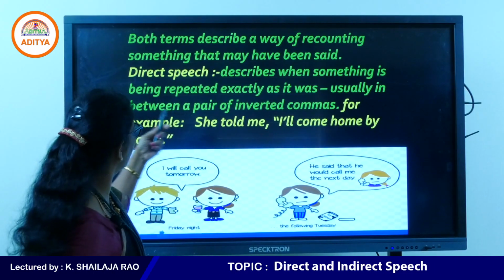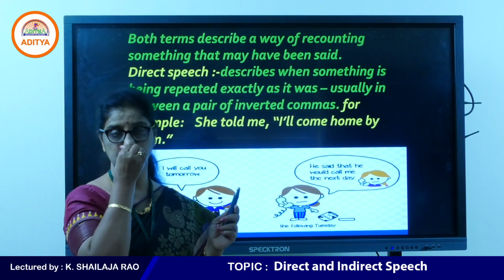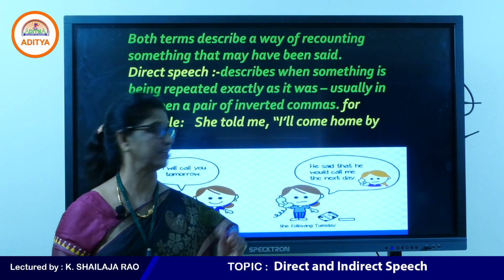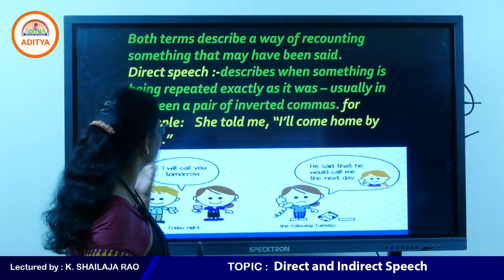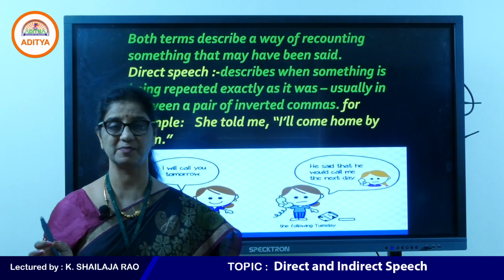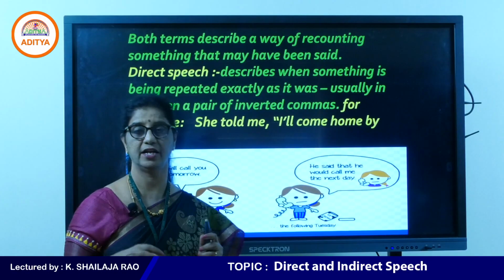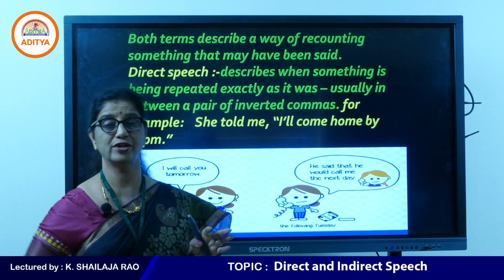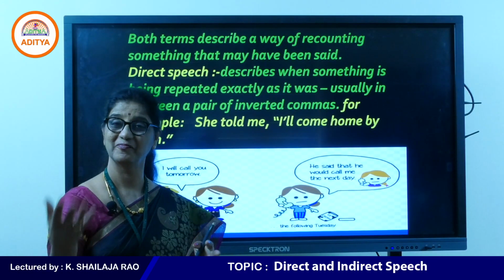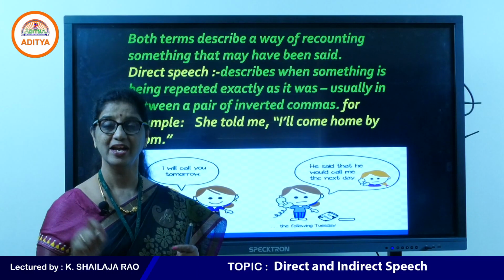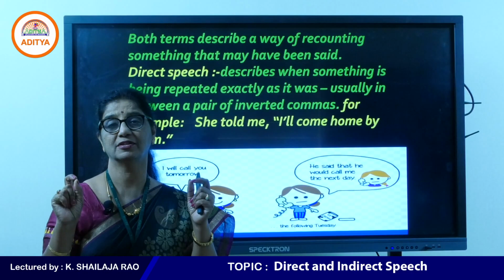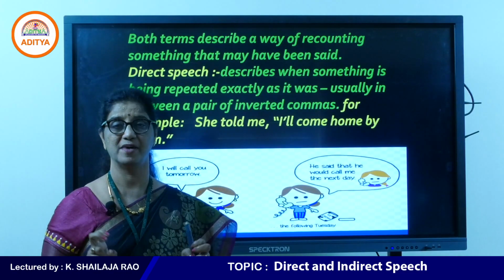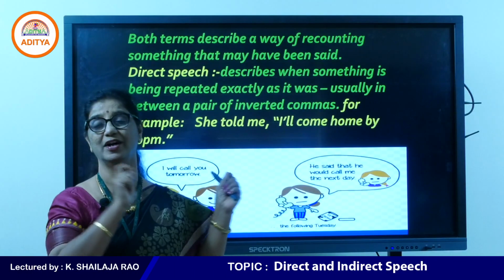Sometimes you like to repeat something exactly as it was, then it's called direct speech. It's like, "I'll come home by 10 p.m." This is only present in the written form, okay? You generally do not say direct speech, indirect speech in the oral form. Generally in the written form, whenever you report something directly, you have to put it within inverted commas. Inverted commas means you are presenting it as you heard it.